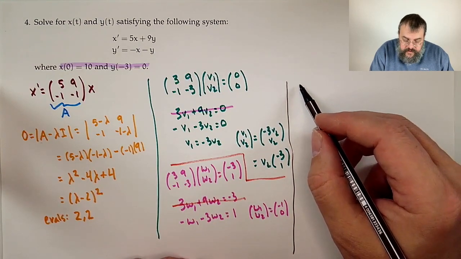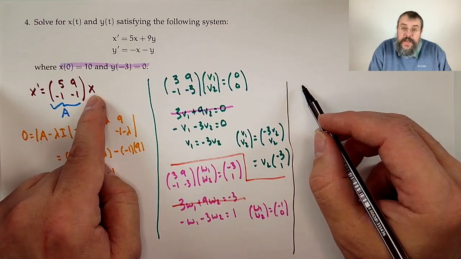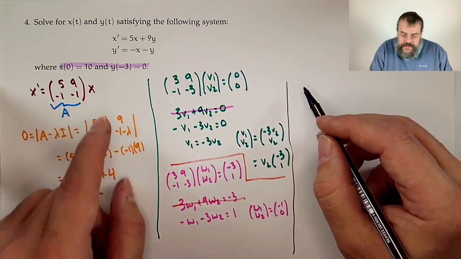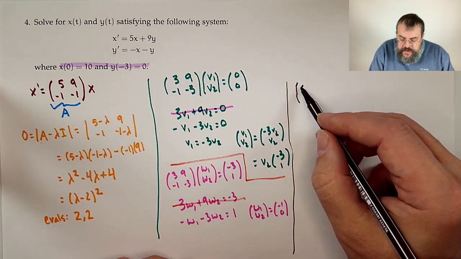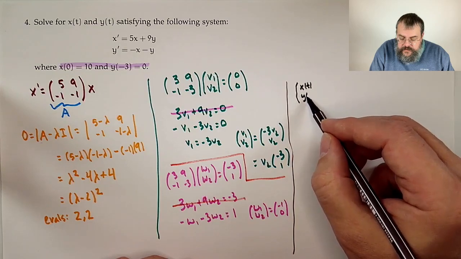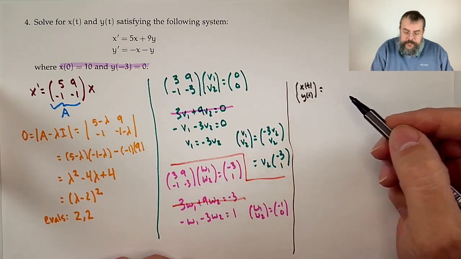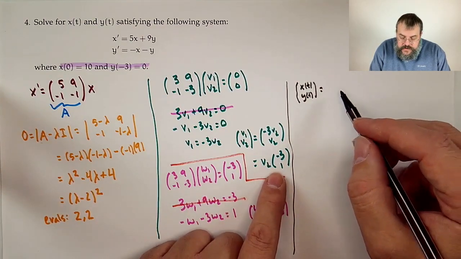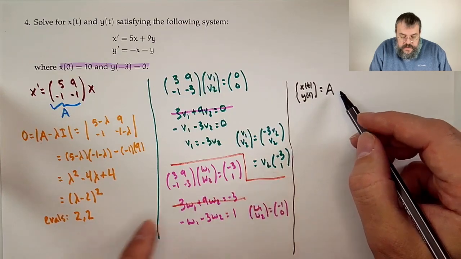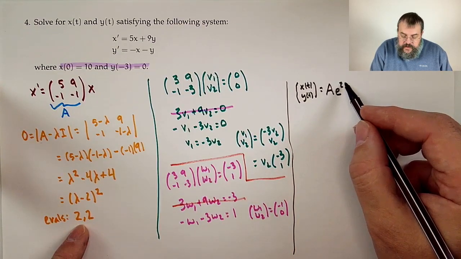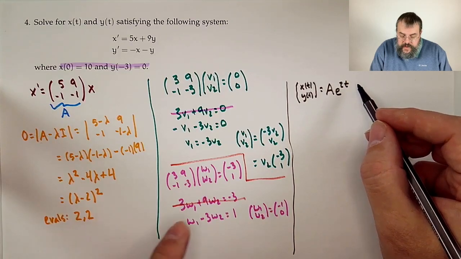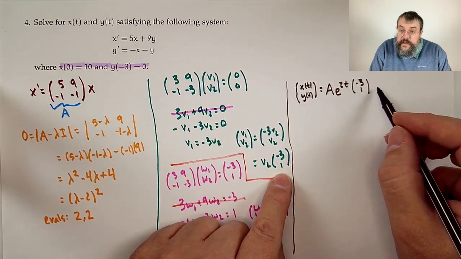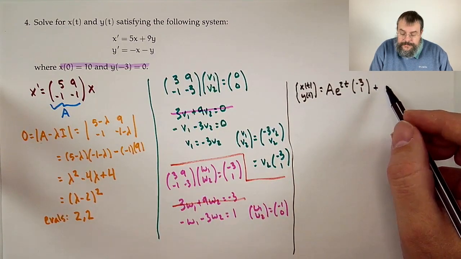So we have x, and you can't tell by my handwriting, but I wrote it in a bold way. It's really representing a vector. In particular, it's representing the functions x of t, y of t. So what does that look like? Well, it looks like the following. Our first part is some constant a, e to the eigenvalue times t, and then times our eigenvector, minus 3, 1. And then we have our second part.